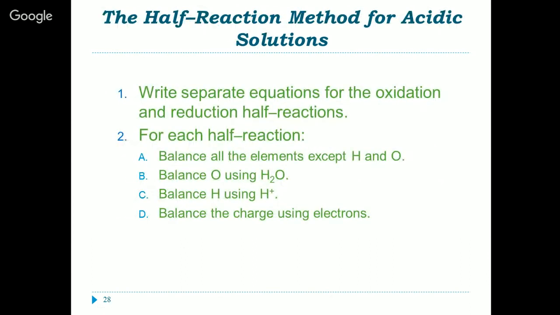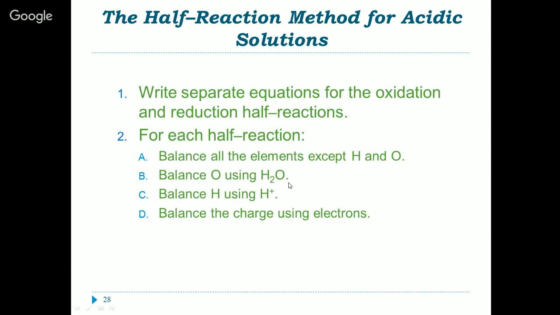So first step, you're going to write separate equations for the oxidation and reduction half reactions. So we're separating our like terms. And really, I just like to call this the ACE method. So once we've separated our whole reaction into 2 half reactions, we're going to balance our atoms, which is the A for ACE. So I'm going to balance all the elements except for hydrogen and oxygen first. I balance oxygen by using water.